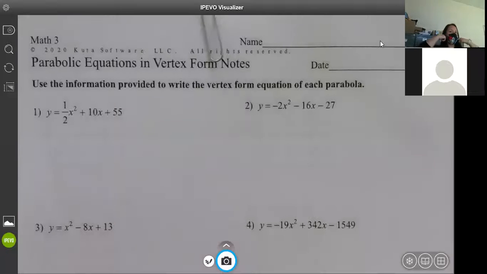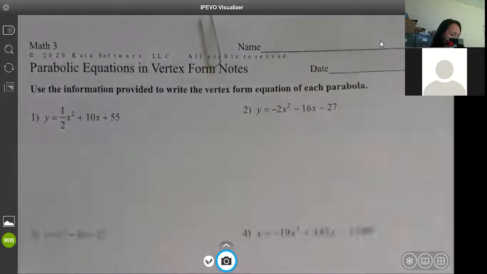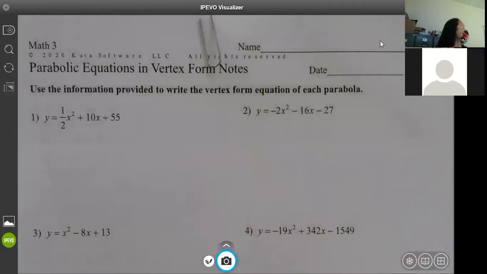All right, we're going to go ahead and get started, and we're going to talk about parabolic equations today, which means equations of parabolas. So your parabolas, it should be your second set of notes. Your parabolas are the U-shaped graphs, your quadratics. We're going to do not only ones that open up and down, but ones that open left and right. We'll eventually get to the left and right. We're only focused on up and down. They're pretty much exactly the same.